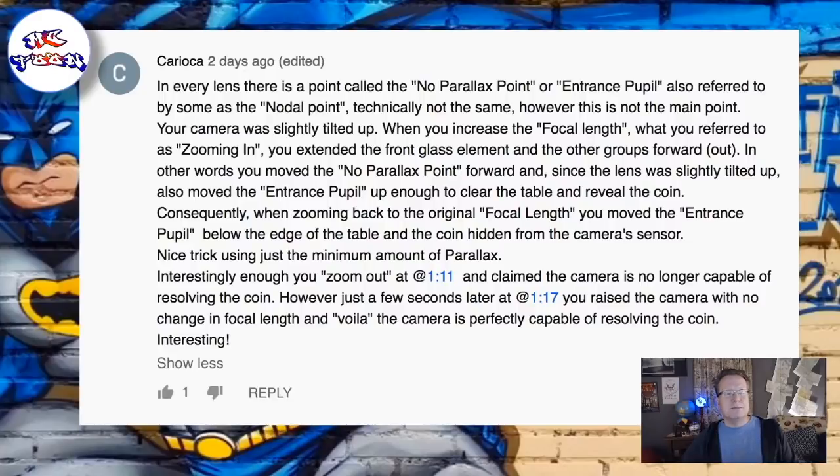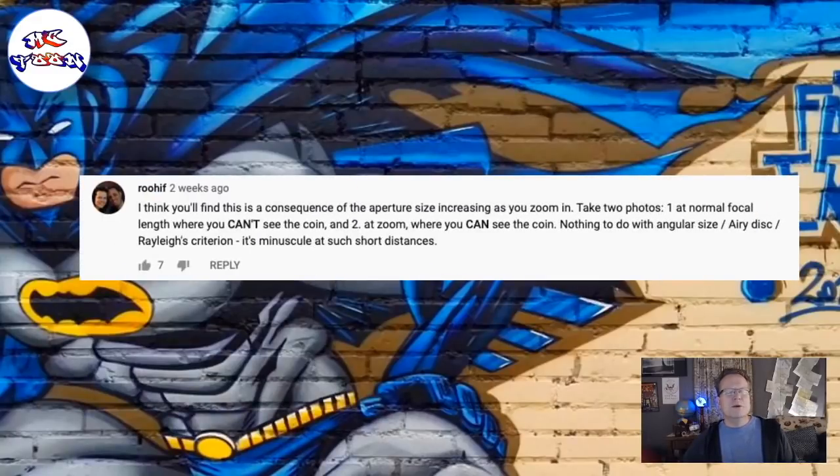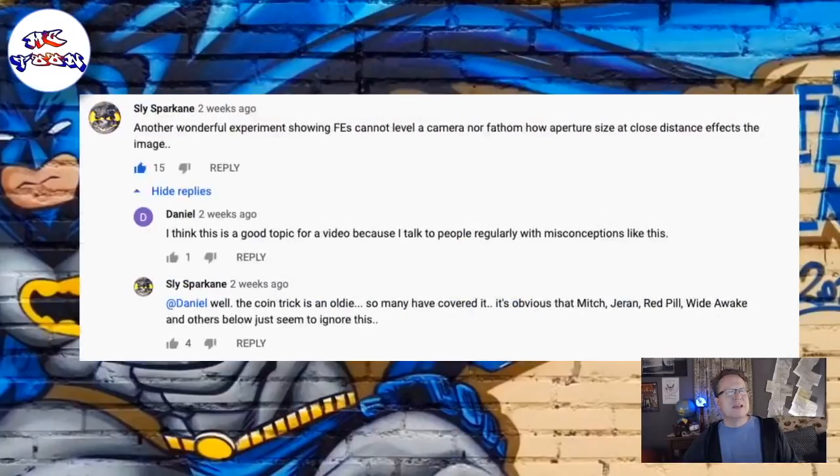Not being fooled. The flat earthers, they got fooled. Pentalica, love that guy. Ruhif, man, Ruhif and I go back. I love him. The aperture size increasing as you zoom in, he says, and it's similar to the other one there. Sly Sparkane had to chime in with just his normal little stuff there.